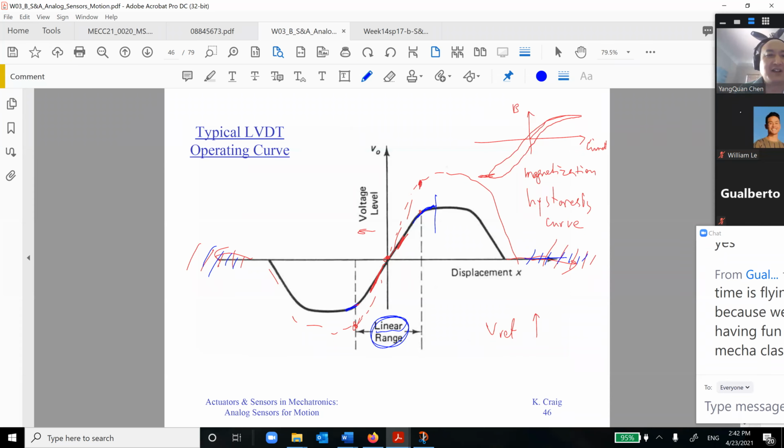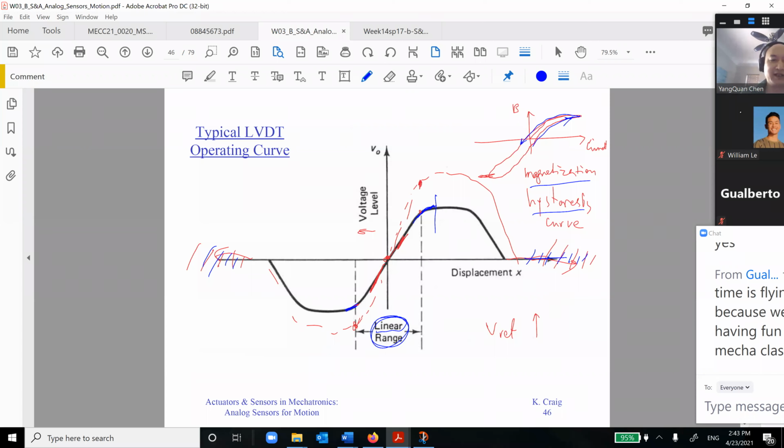Do you still remember magnetization hysteresis? If you go in this direction, then go this way, then come back through this way, this is called hysteresis. Because of the hysteresis, this will introduce additional nonlinearity. But in our case, the range is small, so it is usually very linear. So that is the LVDT.